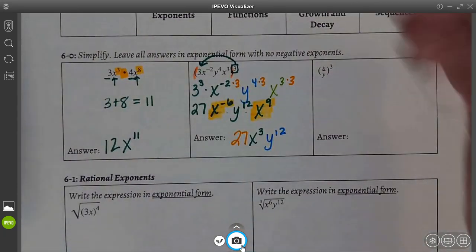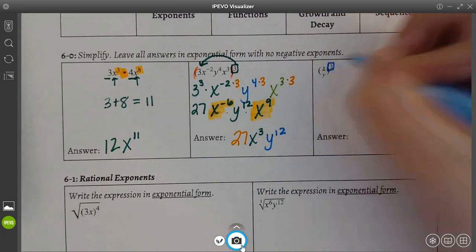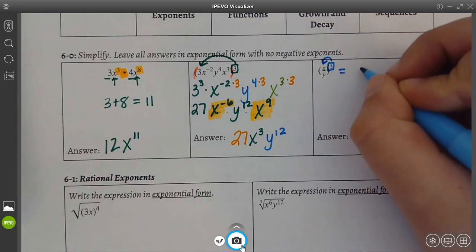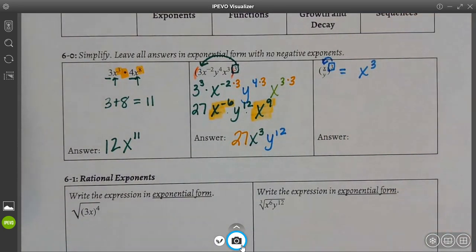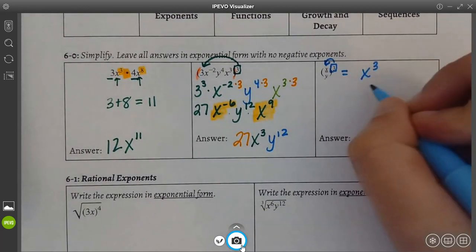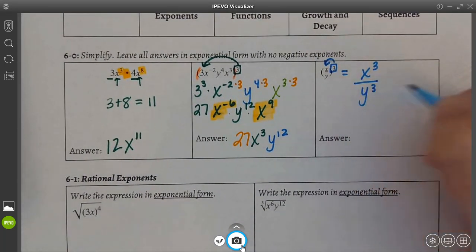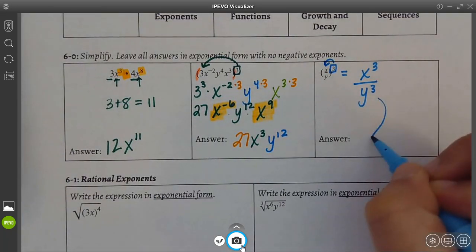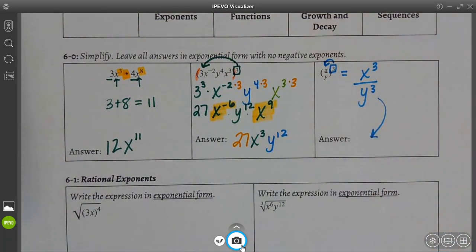And then we're going to apply that same property when we have parentheses. But the cool thing about our fractions is we apply the 3 to the top of the fraction and to the bottom of our fraction as well. So that 3 gets to go on the top with the x and the bottom with the y, and that's actually our final answer. I'm not going to rewrite it. x to the 3rd over y to the 3rd.